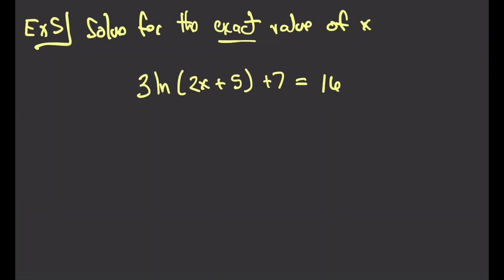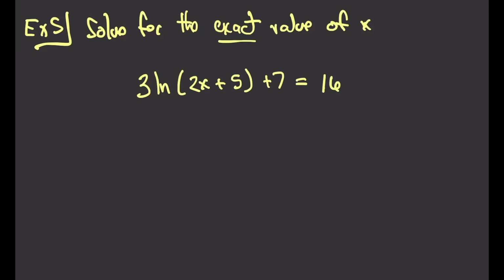Here's our final example. Now, notice the directions here say exact value. All right, so that means you're not going to be throwing things into the calculator and writing a decimal equivalent. It's going to have a radical, could have pi. In this case, you see a natural log, so there's going to be an e in your final answer.